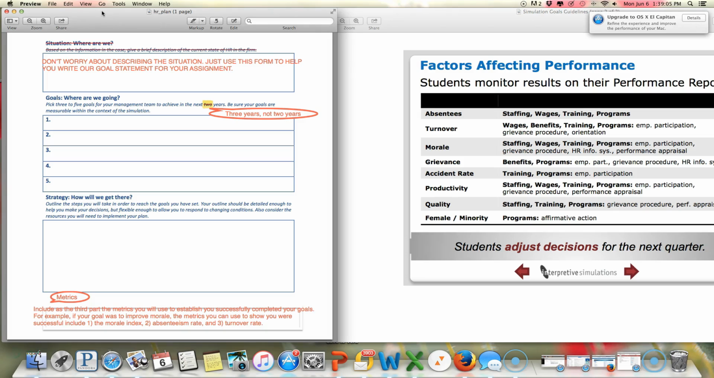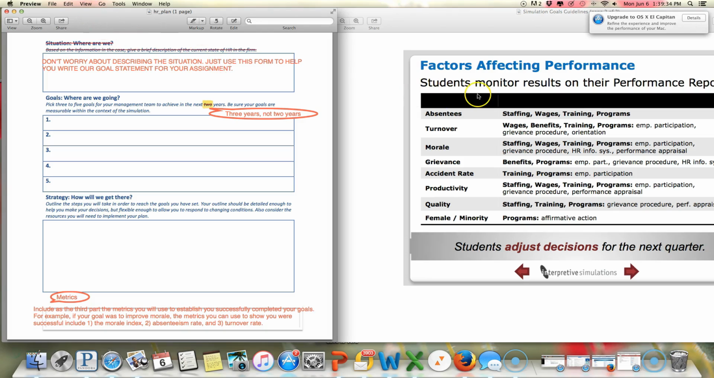This is my goal. I'm going to do this in 3 years, increase it by this percentage. And these are the strategies that I'm going to use to get there. And then lastly, these are the metrics that are important for me to use in order to assess whether or not I was successful. So your goal statement should have 3 goals. It should have strategies to achieve each goal, and it should have metrics to assess each goal. So it should be broken down into 3 parts.